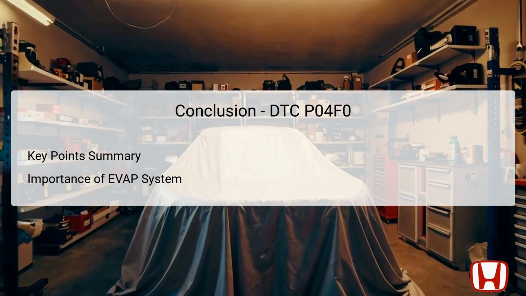Effective troubleshooting involves a systematic assessment of key components, including the Evaporative Emission Control System, EVAP, canister purge valve, various purge tubes, and associated nozzles. Symptoms like the check engine light, poor performance, and higher emissions rates underline the importance of addressing this issue promptly.